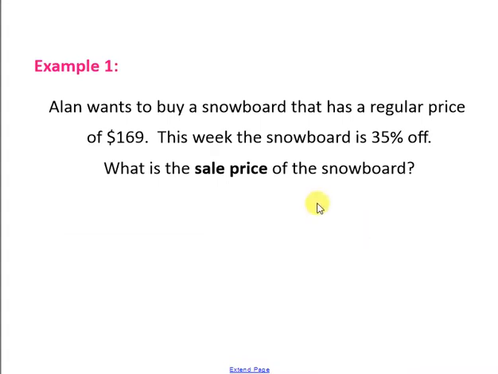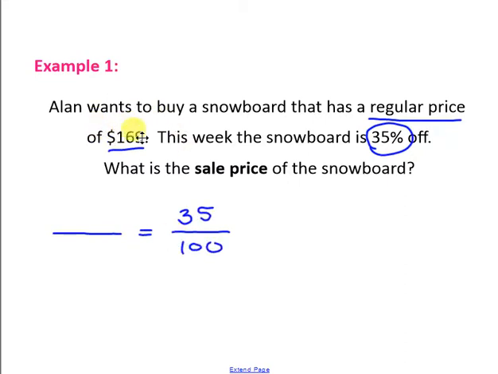Okay, so example number 1. Alan wants to buy a snowboard that has a regular price of $169. This week, the snowboard is 35% off. What is the sale price of the snowboard? So I'm going to make my blank proportion. I have my percent, which goes here, and that's always over 100. Now this is the original price, 169, so that's going to go into the whole, and then my x is going to go here. I'm going to cross multiply.